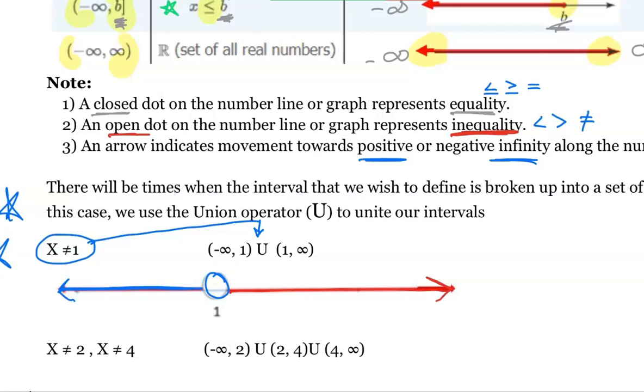Okay, so look at your interval notation. What do we see? Well, we have these parens on either side because I can't equal the 1. It's the only thing I can't equal. Then you have this u, which is a union operator, and that unites our two separate intervals. Okay, so you've got two intervals. So you have, this is interval 1, and here is interval number 2.